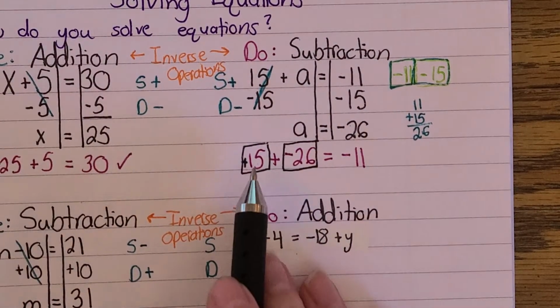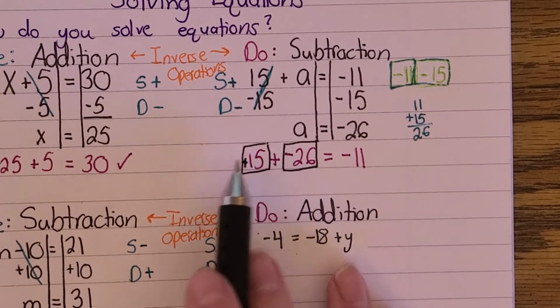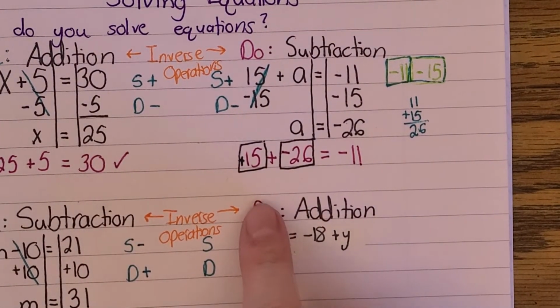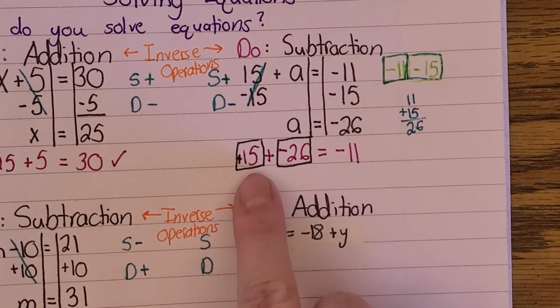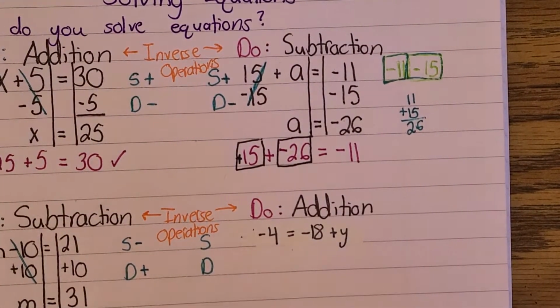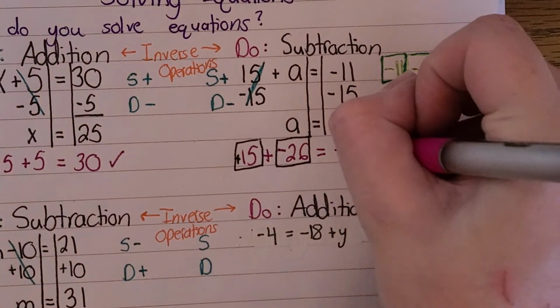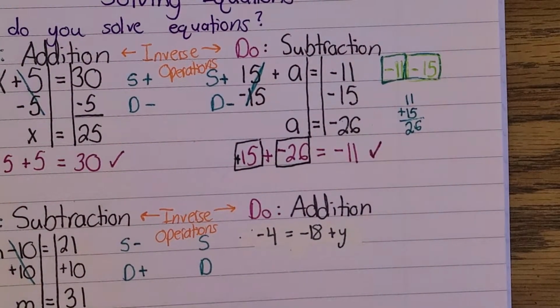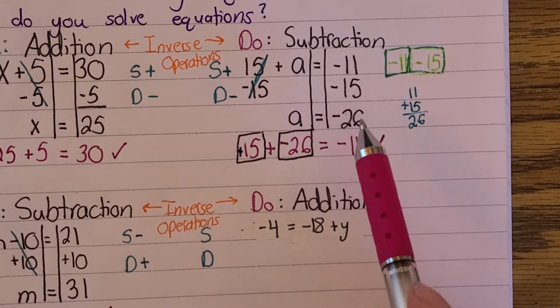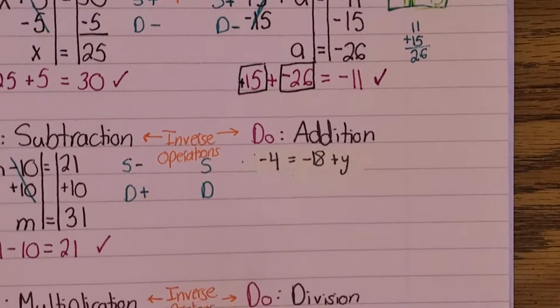All right, same signs, add and keep, different signs, positive and negative, subtract. 26 minus 15 leaves me with 11. Okay, the sign of the higher absolute value would be that 26, so it would be a negative 11. So this is right, okay? All right, so a does equal negative 26. All right, moving on down.